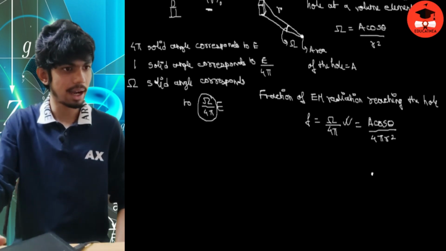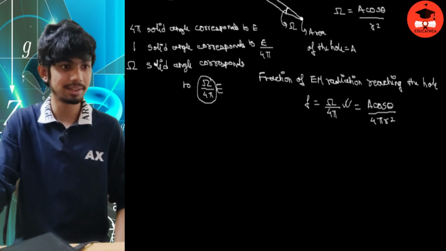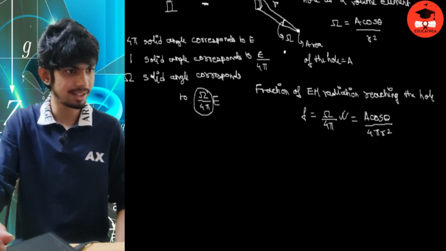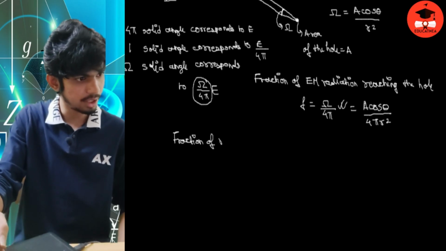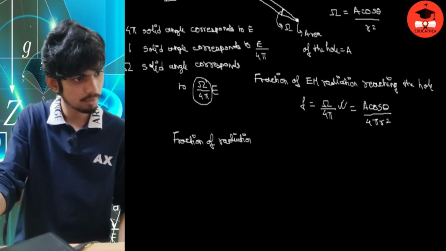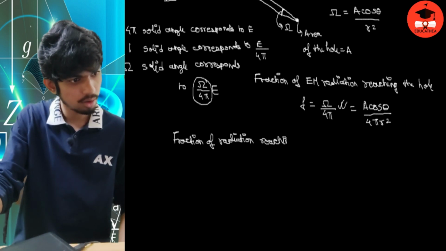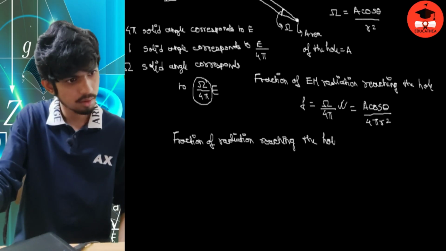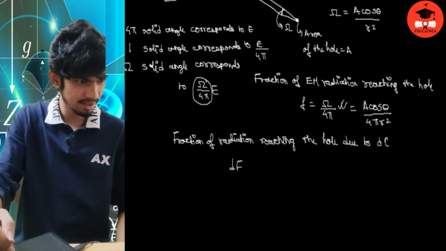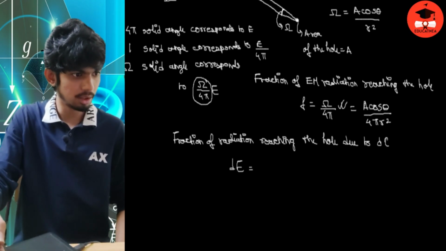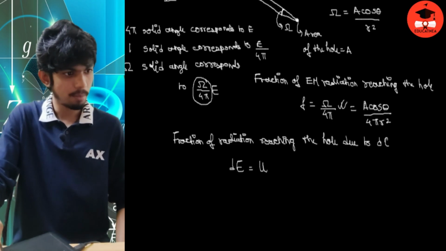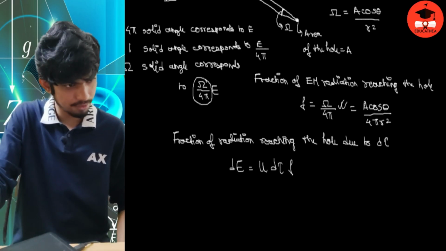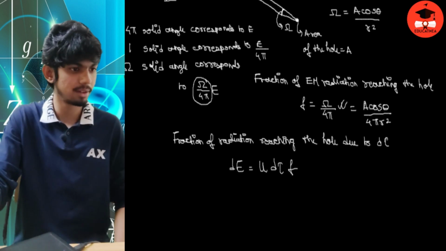Now what I will be doing is I'll calculate the fraction of radiation that is reaching the hole due to this differential volume element d tau. So the fraction of radiation reaching the hole due to d tau, okay, and that is dE, which is nothing but the energy per unit volume multiplied by the volume element, right? So energy density U multiplied by d tau into F, because I'm calculating the fraction of radiation that is coming, right?